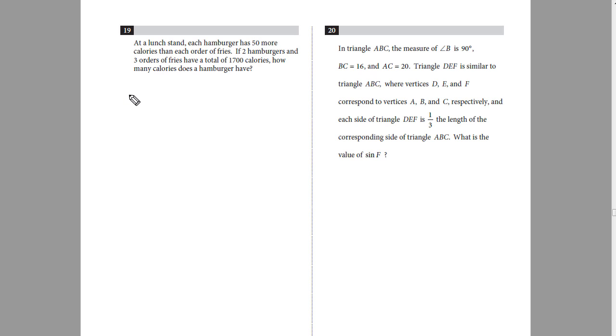So let's suppose that calories in a hamburger, or I can say calories in a burger, is X. So the calories in fries would be X minus 50, because fries have 50 fewer calories, or in another way, a hamburger has 50 more calories. Now I will write down the equation for the calories.